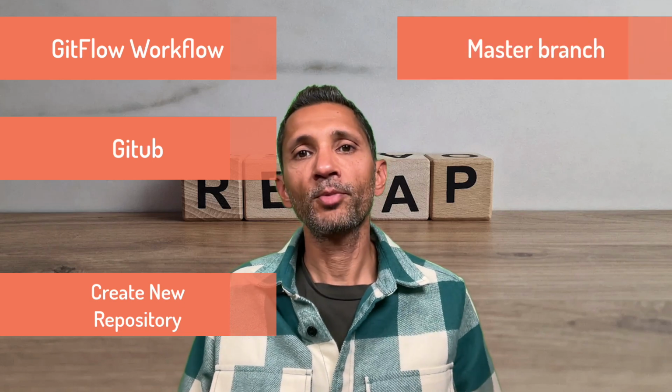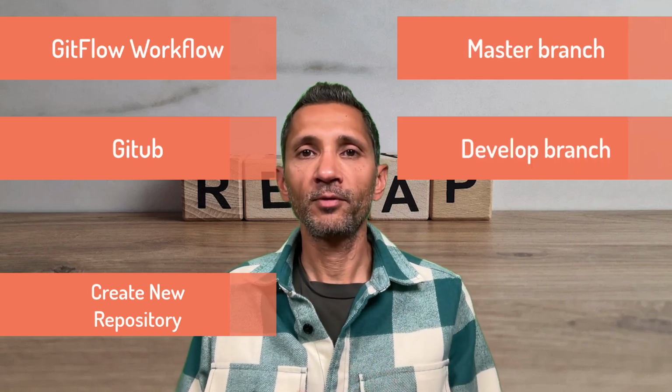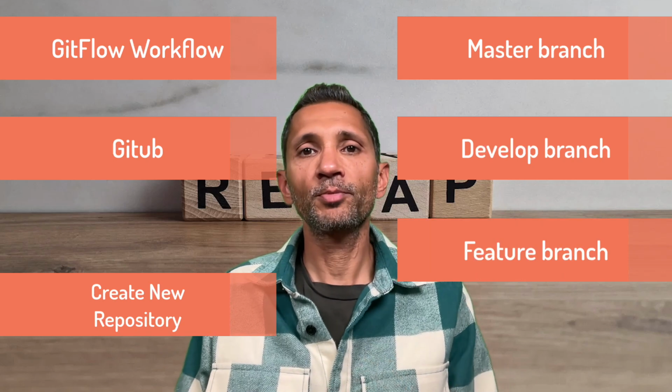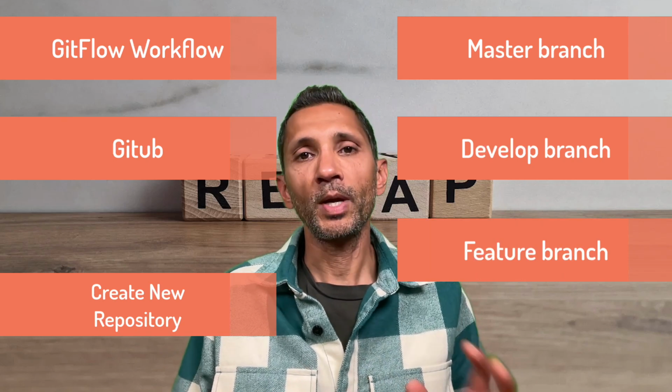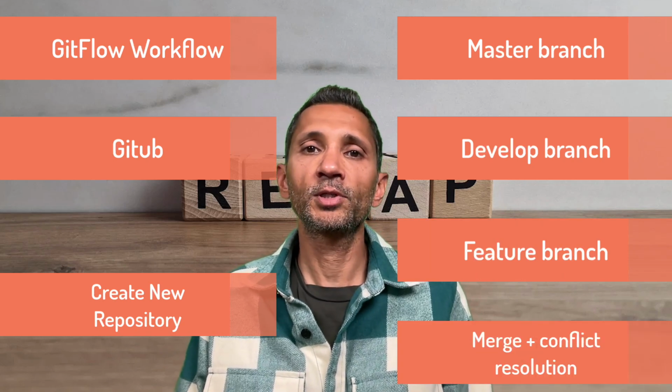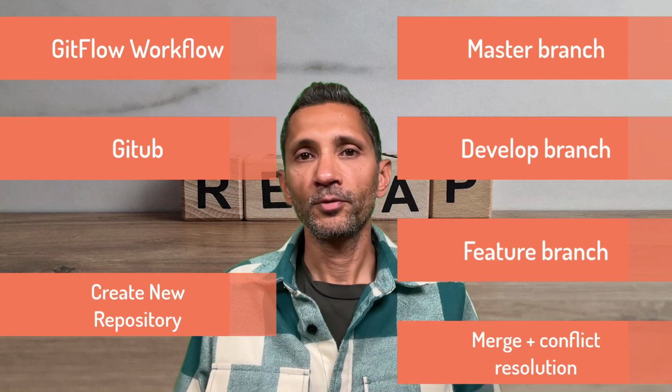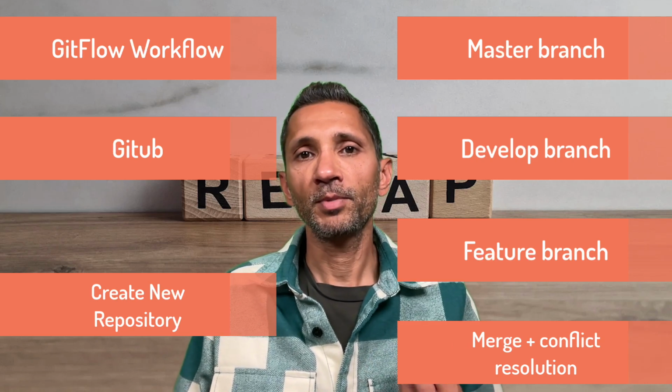We started with a main branch or master branch and we created a develop branch. After that, we created some feature branches to create some new features. When we were done with the features, we merged these feature branches back into the develop branch. We also saw how a merge conflict can be resolved manually.